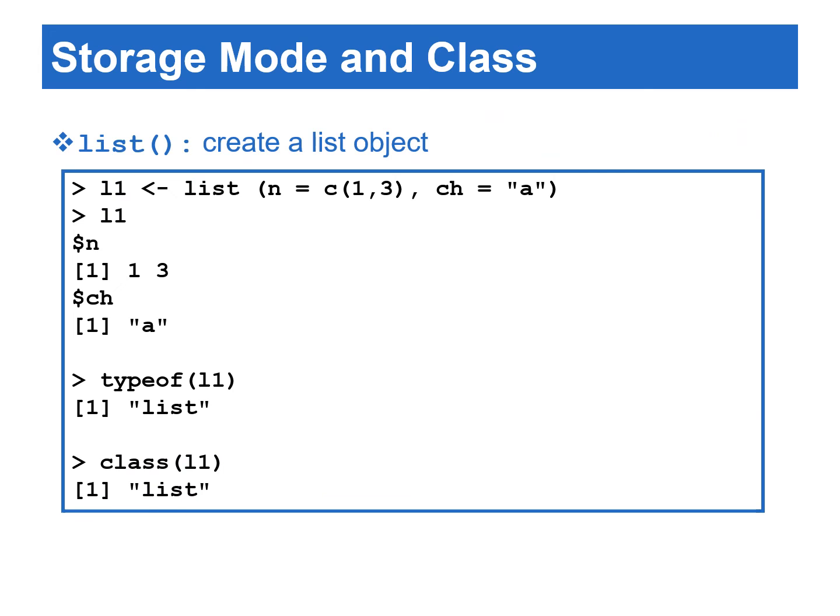To create a list, we can use the list function. In this example, we create a list, named L1, which contains two components. The first component is a numeric vector, and the second one is a character vector. Both typeof and class functions return list when we provide a list object.